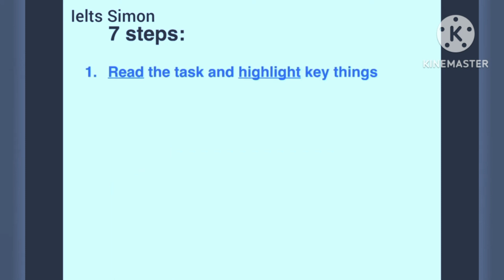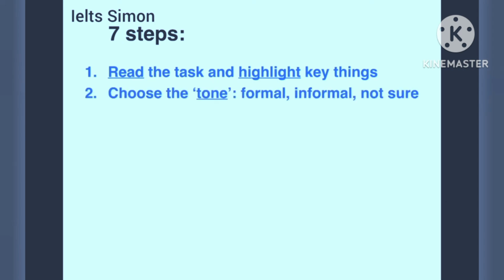First, read the task and highlight key things. Second, choose the tone of your letter: formal, informal, or maybe you're not sure. I'll talk about that in a moment. Some examples of tone. A manager would be a formal letter. If you're writing to a friend, it would be informal. And if you're writing to a neighbour, you might not be sure which one to use.